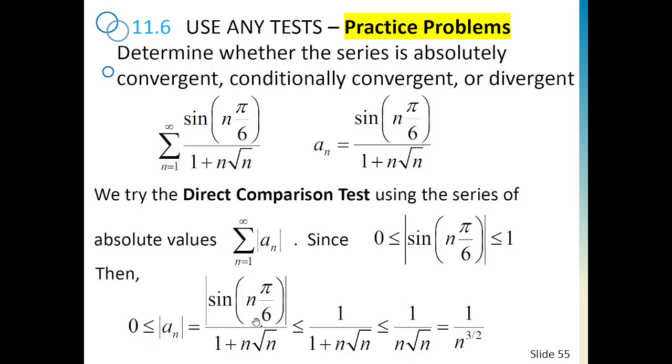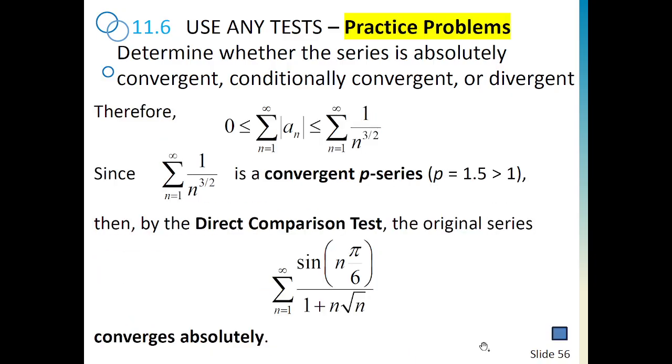So the general term is between 0 and this expression here. I have downstairs 1 plus, so this is bigger downstairs than just n root n. So the ratio will be smaller than this, which is 1 over n to the power 3 over 2. Wow, I recognize a p series with p equal 3 over 2, which is 1.5.